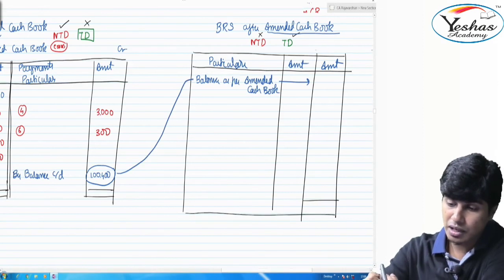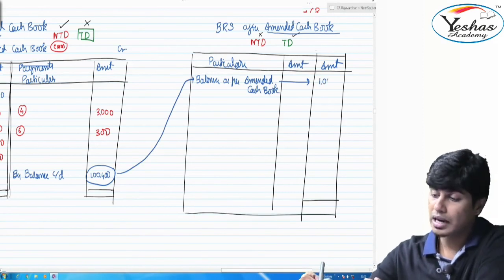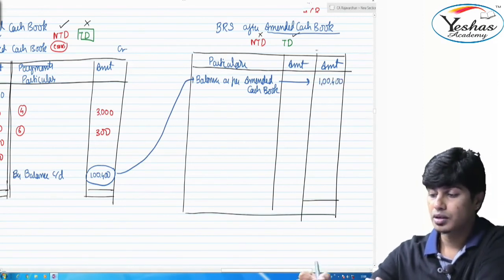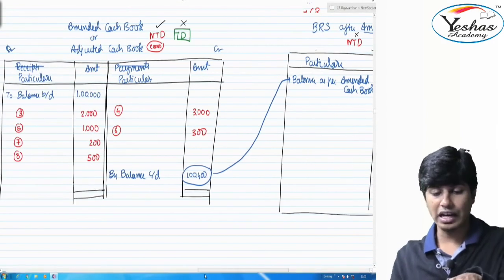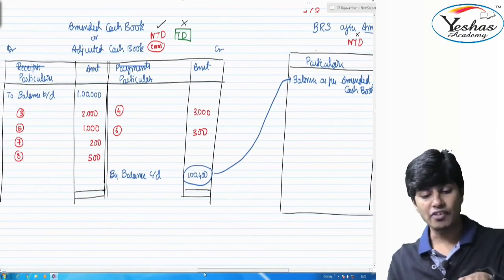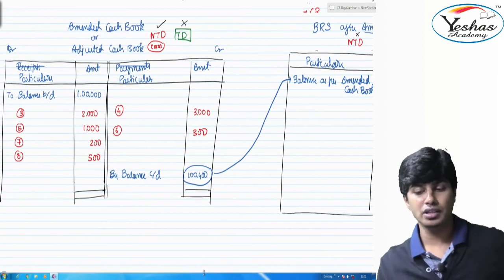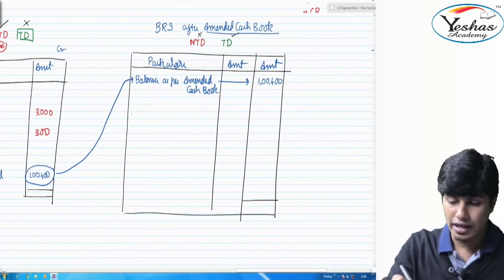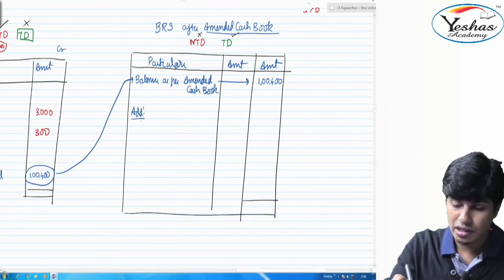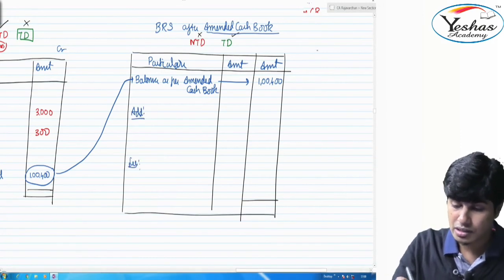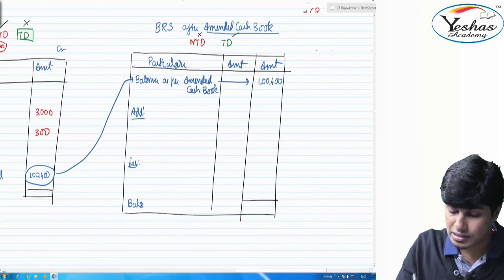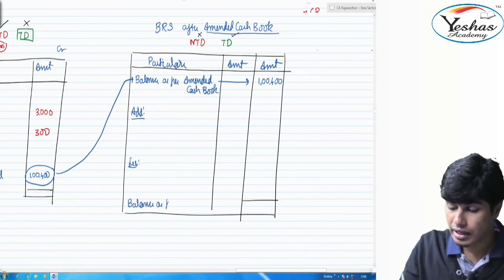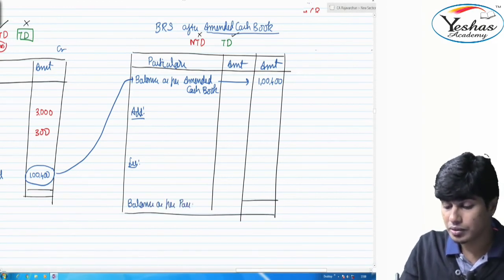This balance will come here. 1 lakh 400 is my starting point. You might say, sir, why don't we take 1 lakh? 1 lakh is already taken in the amended cash book and we made rectification of the errors. And now we arrived at 1 lakh 400. 1 lakh 400 is my starting point. And I'll have few add items and I'll have few less items. And then what will I get? Balance as per passbook.